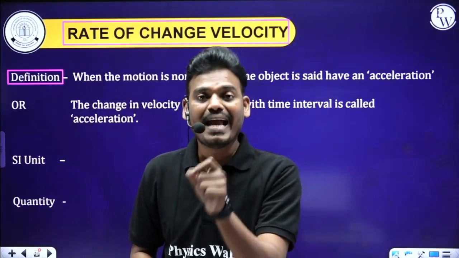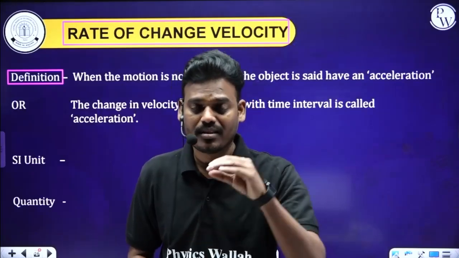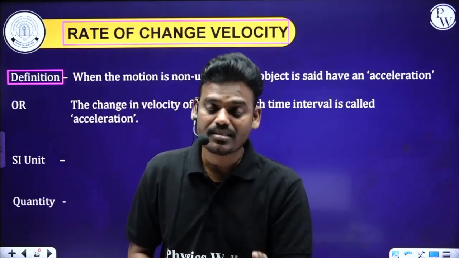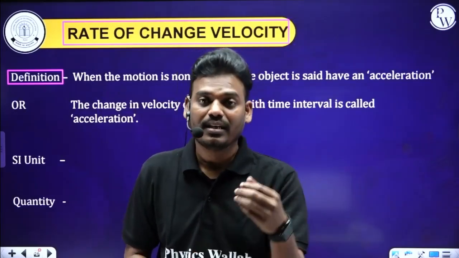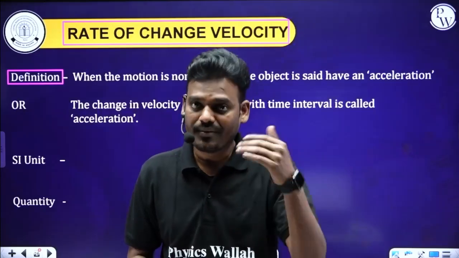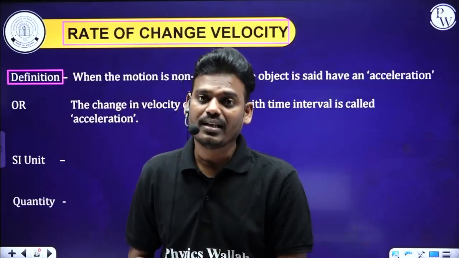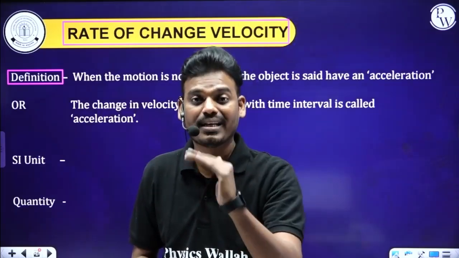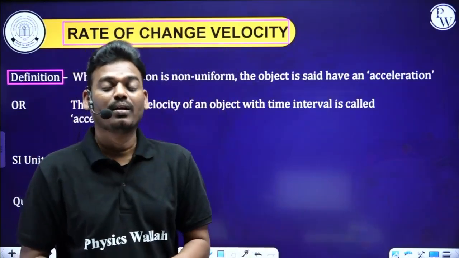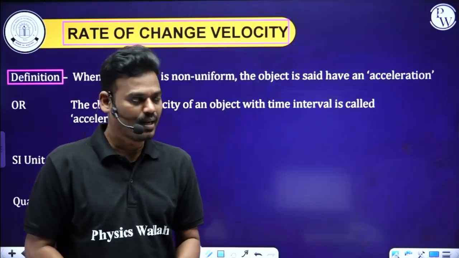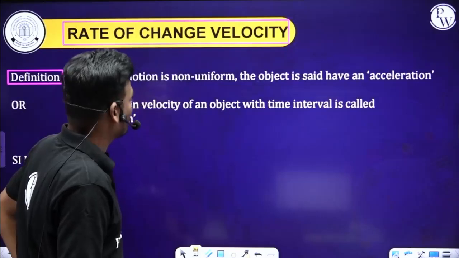What if I consider non-uniform motion? Non-uniform motion means the body may cover equal distances in an equal interval of time, but with a change in direction. Then we can call it a change in velocity. That is one possibility. Or else the body moves in the same direction, but with a change in magnitude, meaning it is not covering equal distances in an equal interval of time. Then you can call it a change in velocity. Got it? Now, the change in velocity of an object with a time interval is called acceleration.